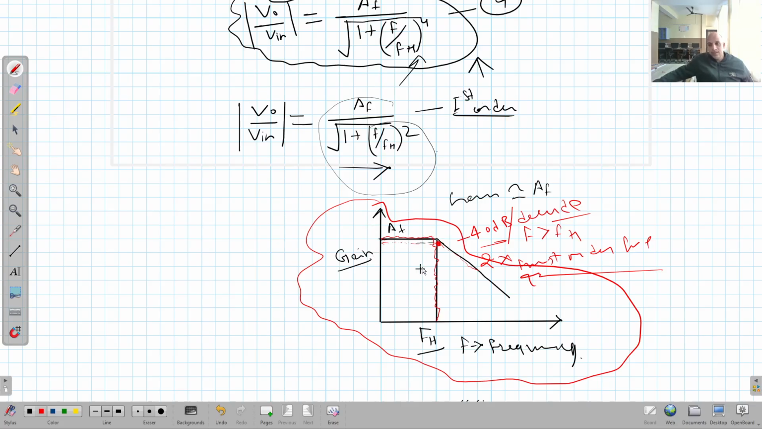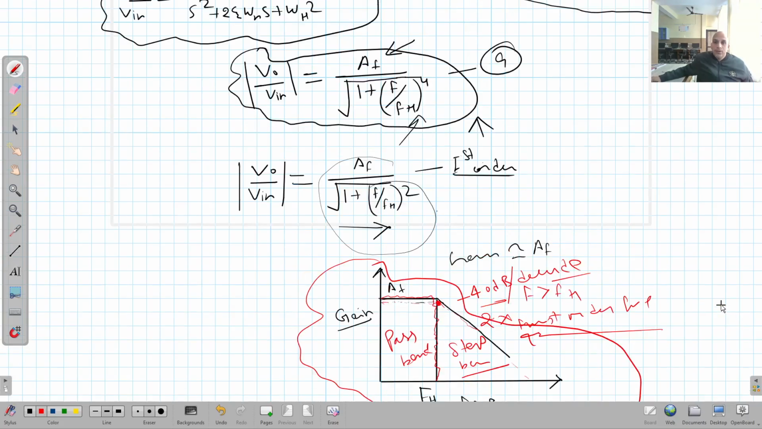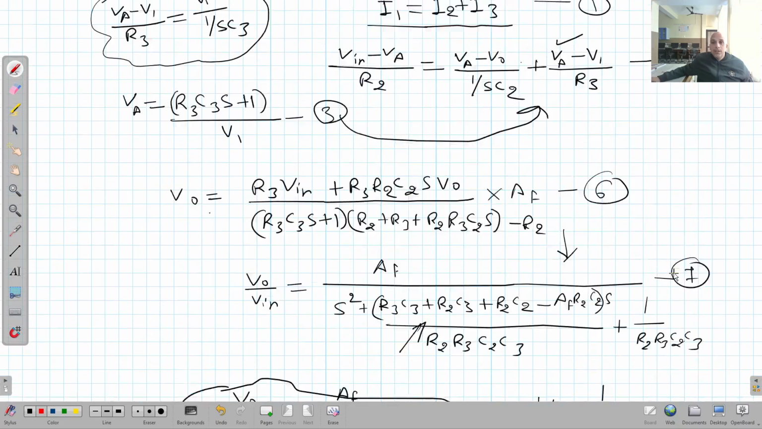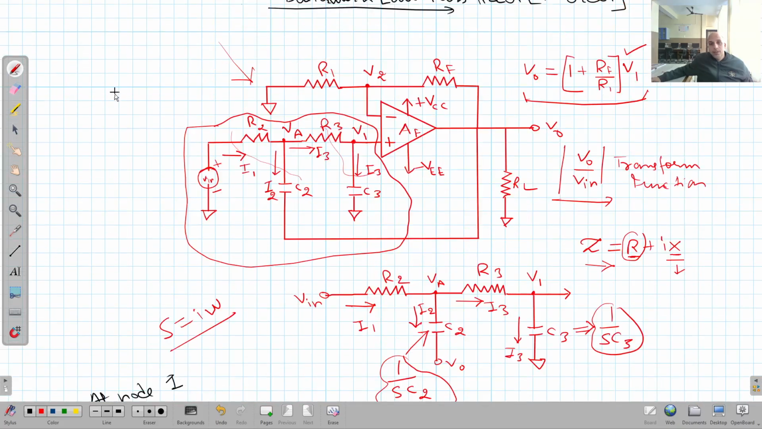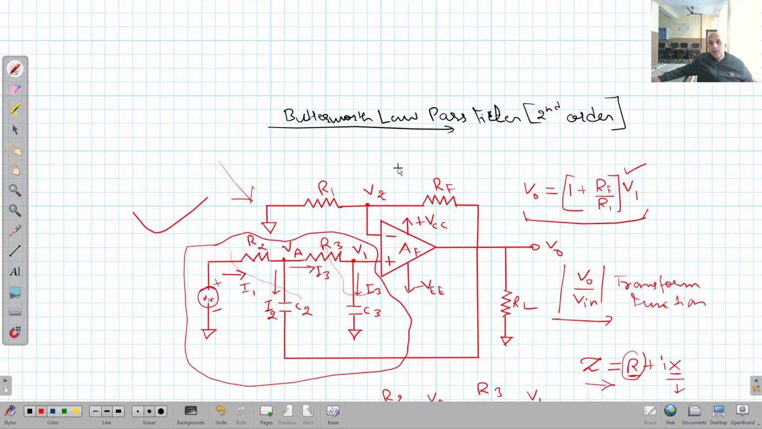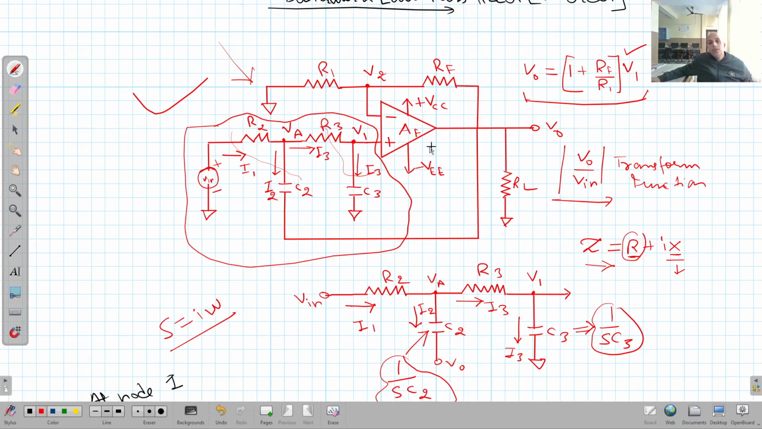Clear? In this, here it is the pass band and it is a stop band. Clear? In the stop band, the gain reduces and then ultimately it will become zero, as the frequency keeps on rising. So first of all, we have drawn the circuit diagram. This is the circuit diagram of Butterworth low pass filter of second order. Then we found the value of V1.